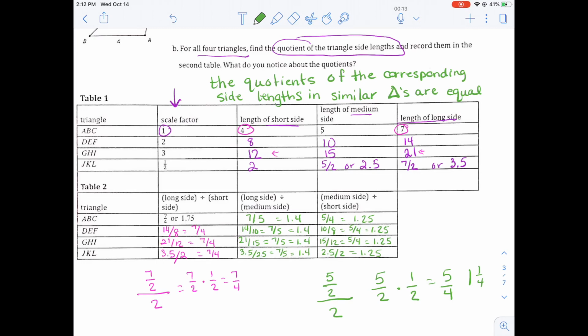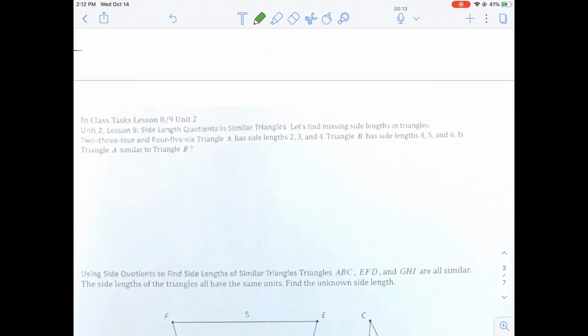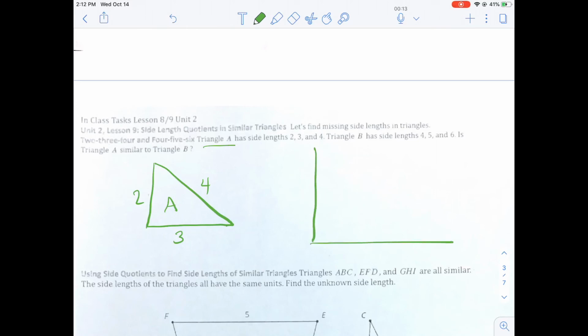All right, we're going to go on to another question here. So this one, we're working on finding missing side lengths of a triangle in this little section. But the first one, we're given a triangle A, and it has side lengths 2, 3, 4. So we're just going to sketch triangle A, 2, 3, and 4. So we'll just label them 2, 3, 4, and this is triangle A. And then we have triangle B that has side lengths 4, 5, 6. So we know it's bigger.